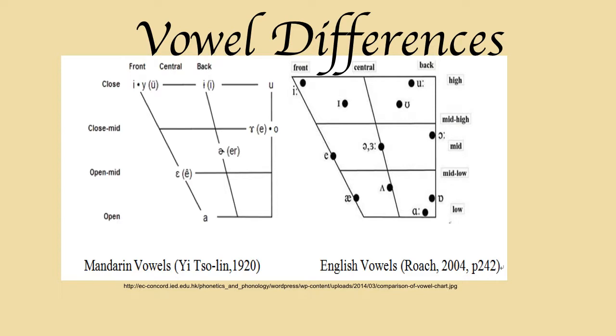The final major difference between the two languages is where the vowel sounds are made within the mouth. This chart shows the vowel differences in the two languages. It shows which vowel sounds are produced in each place of the mouth, either the front, central, or back, and whether they are close, close mid, open mid, or open. It also shows high, mid-low, and low vowel sounds for both Mandarin and English.